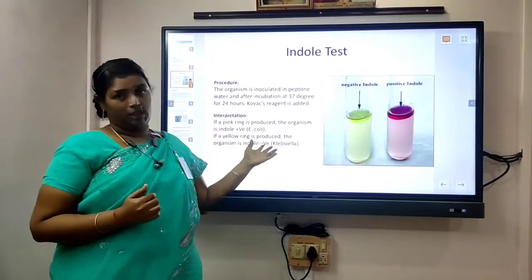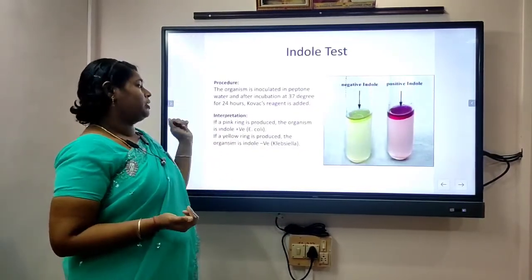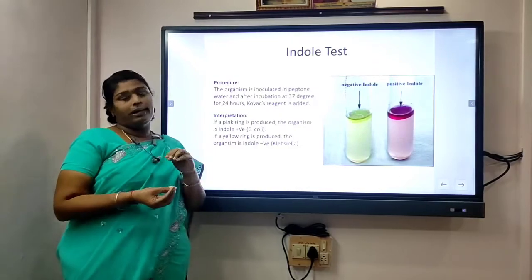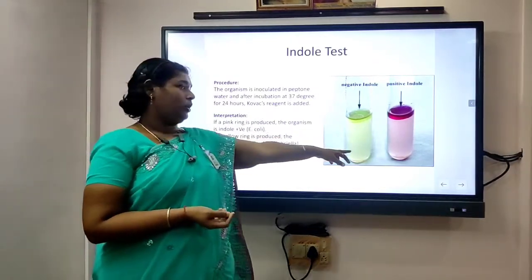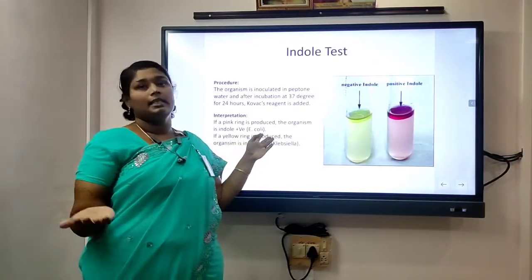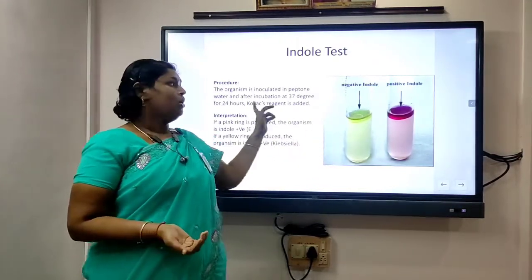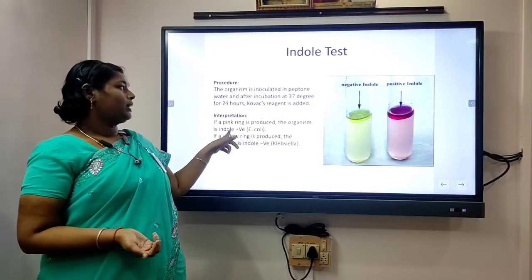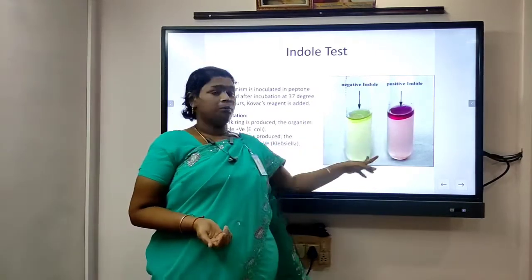So how do you perform this indole test? Just inoculate the organism into the peptone water, and then incubate it at 37 degrees for 24 hours. After that, by adding the Kovacs reagent, we can see two reactions.